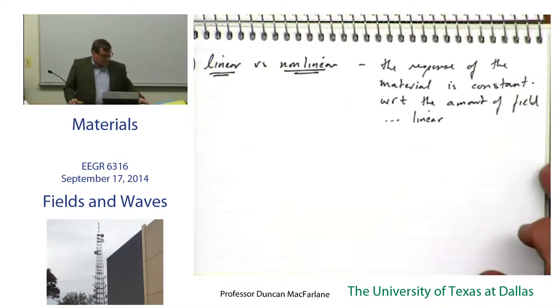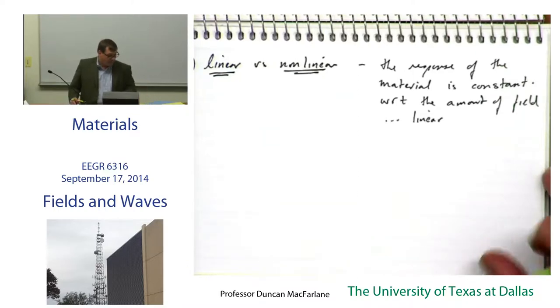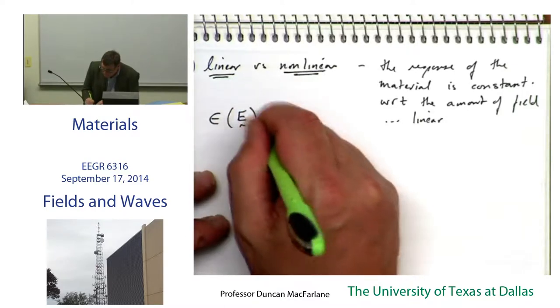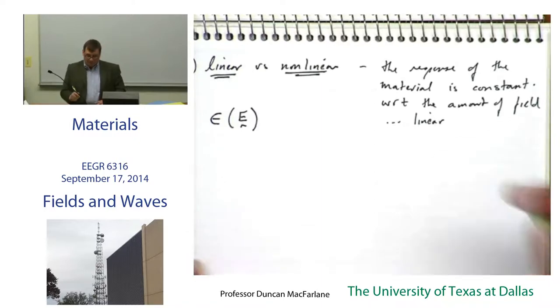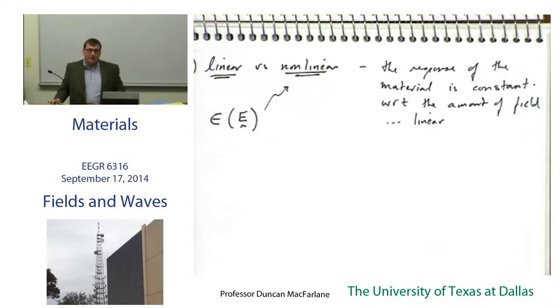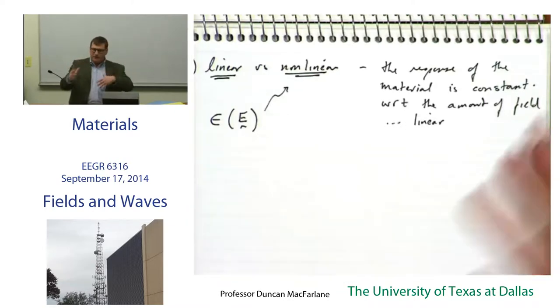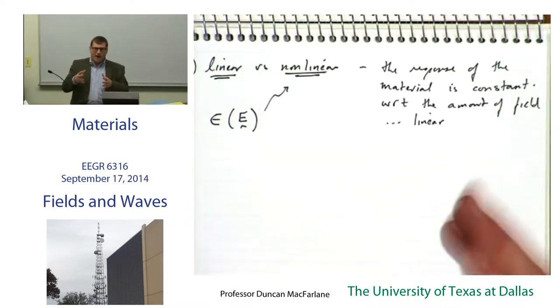So, if epsilon is now a function of the field, then we have nonlinearities. Now, think about where this can happen. Remember, the electric field is the harbinger of the force on an electron. And so if I've got a crystal, and I've got these atoms in the crystal, and I've got the electron clouds around the atoms of the crystal, and they're sitting there and they're really happy in equilibrium. So I've got these clouds of electrons that may be vibrating, they may be moving, but they're pretty happy.